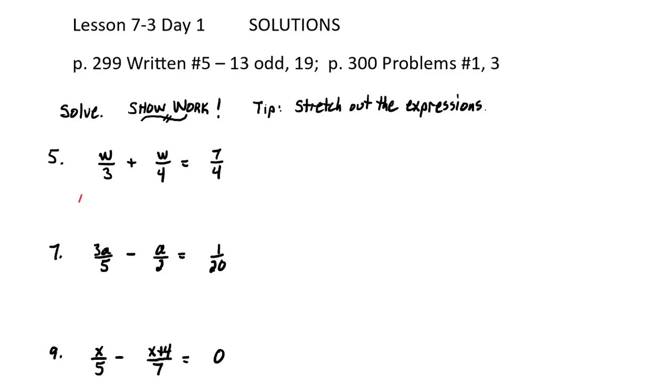So we want to figure out what the LCD is. One denominator is 3, another denominator is 4. The least number that's a multiple of 3 and 4 is 12. We want to multiply all terms by 12.